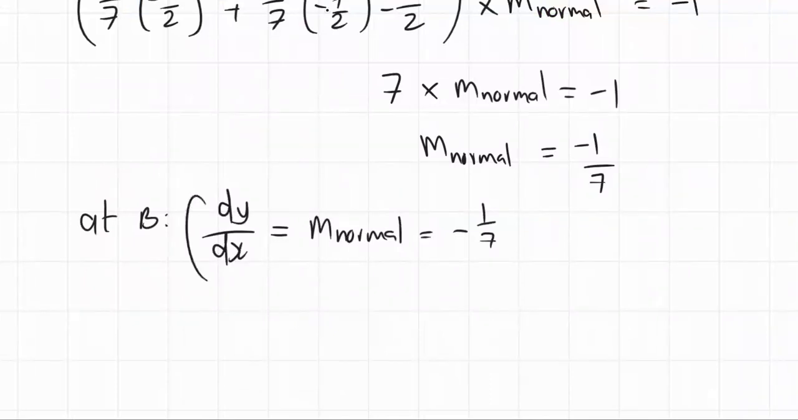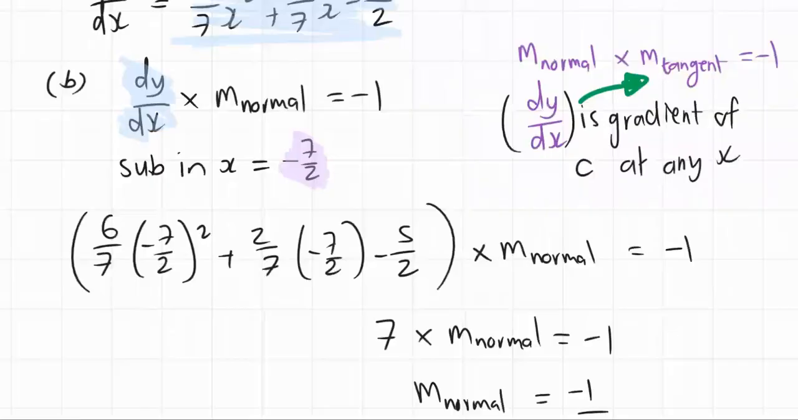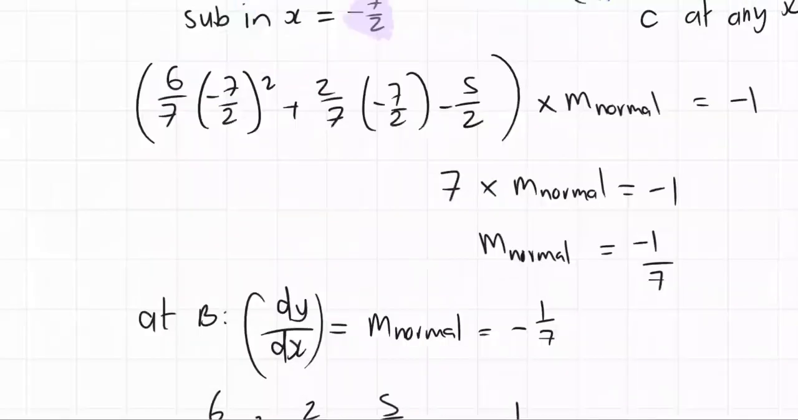So let's just sub in values for this. We have a formula for dy dx, and it's 6/7 x squared plus 2/7 x minus 5/2. And this is equal to -1/7. So look at the question again. We're not quite looking like what we want. We want this 12x squared plus 4x minus 33. So we're not quite looking there. But let's take a look a little further. We want our formula to look like that.